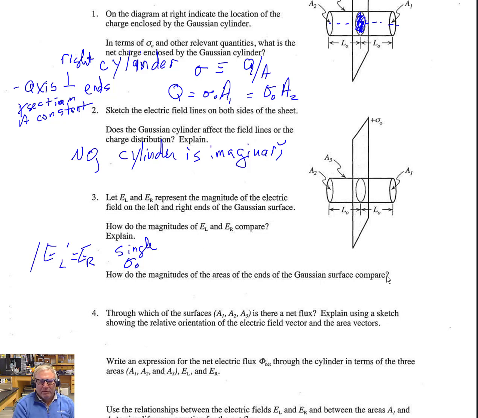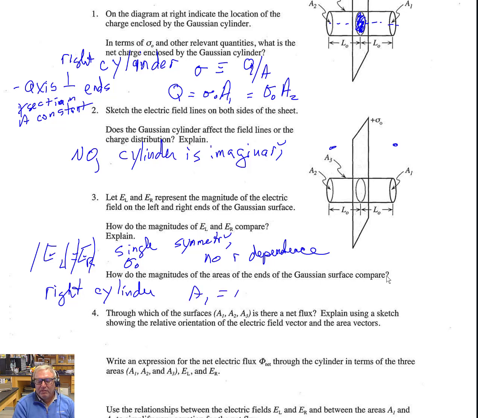Magnitudes, I suppose, if you want to get picky. And there's symmetry, and there's no R dependence, so it doesn't matter how far away we are. By symmetry, if I stand here or I stand there, it looks the same. How do the magnitudes of the areas compare? Well, it's a right cylinder by definition. It looks that way, and we're going to declare it. So that means that A1 equals A2.